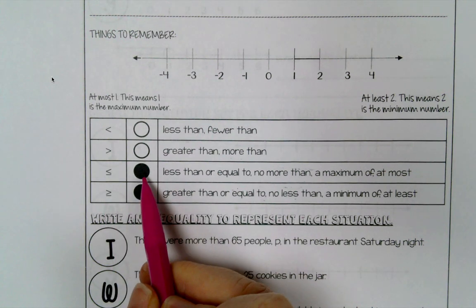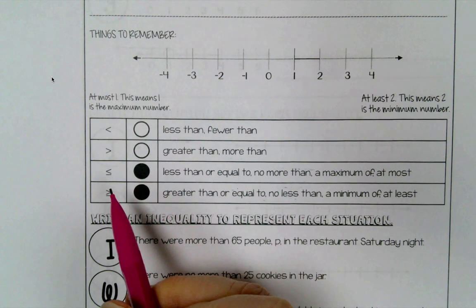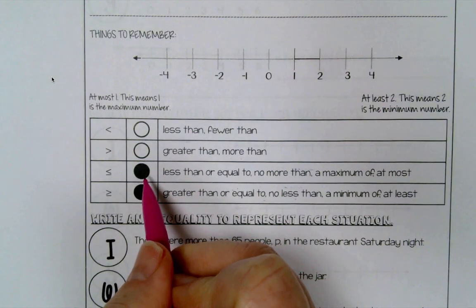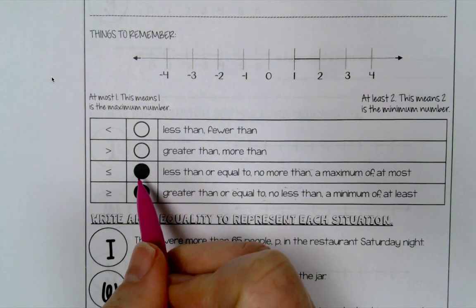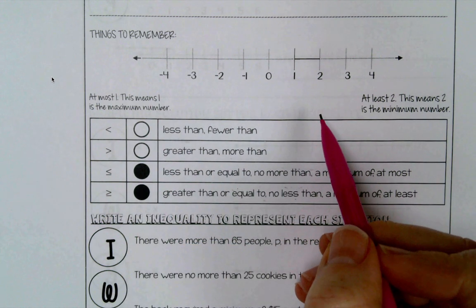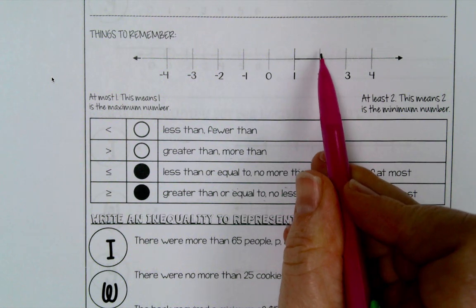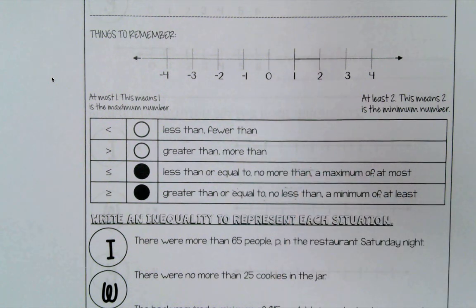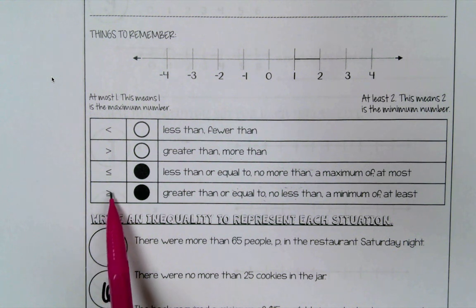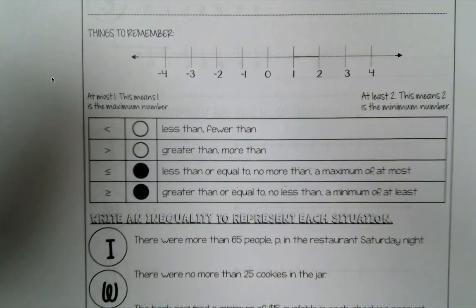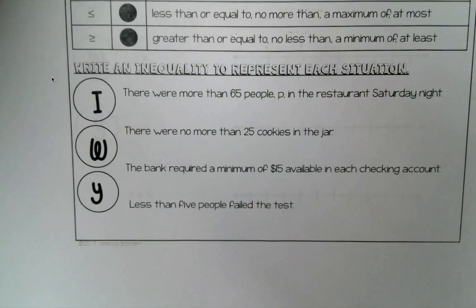But when we are drawing, writing this inequality on a graph, we are coloring in the circle because the actual number that we're landing on, let's say no more than 2, it could be 2. That's why we're going to draw a circle and color it in, because it includes that number. It's inclusive. Same thing with greater than or equal to, but we also have no less than, a minimum of, or at least.